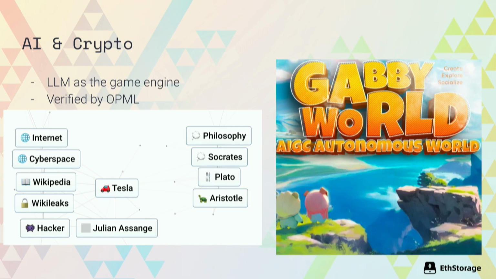There are some more advanced things. Now we are able to deploy a text-based DND on-chain, so that we are able to build a fully on-chain autonomous world on top of the Ethereum network.